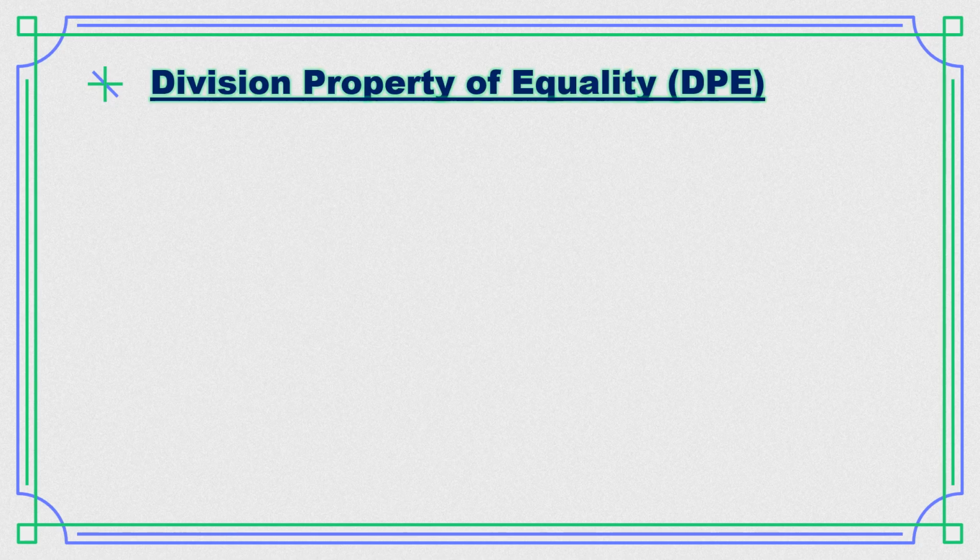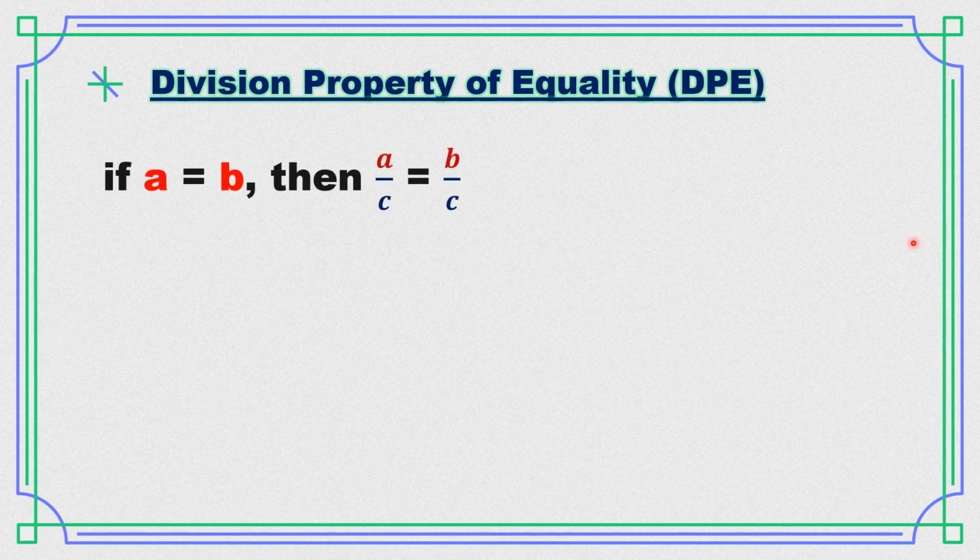Okay, so for the fourth property of equality, we have division property of equality or DPE. Kapag DPE, if A is equals to B, then A over C is equals to B over C. Okay, dito, kung anong i-divide mo kay A, dapat i-divide mo din kay B.